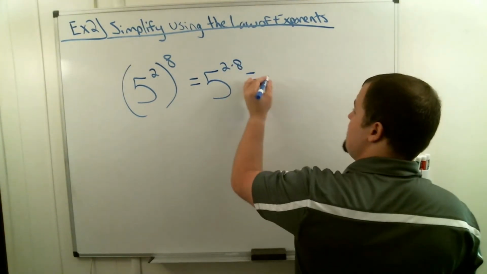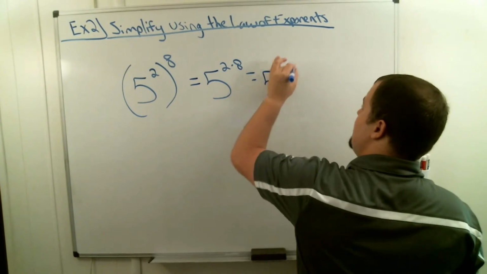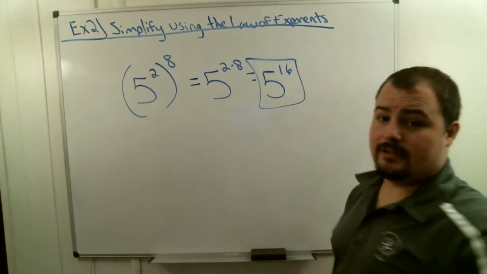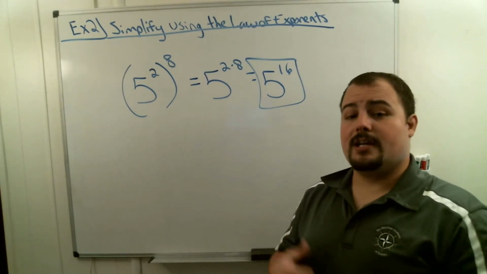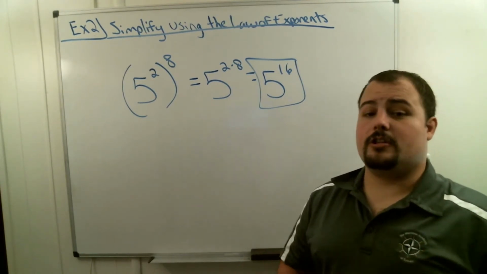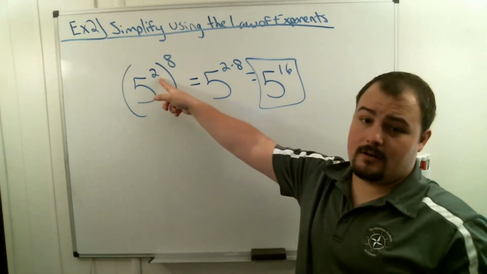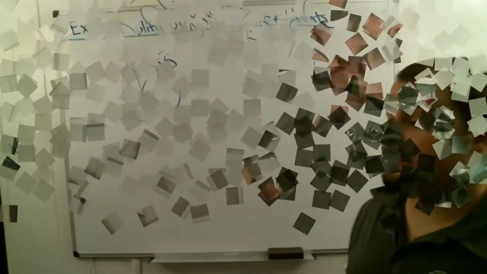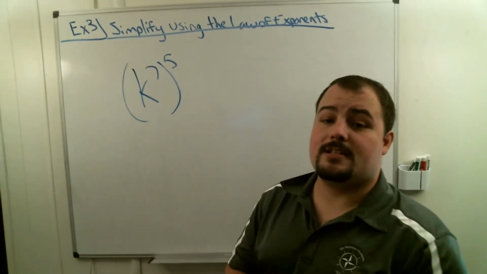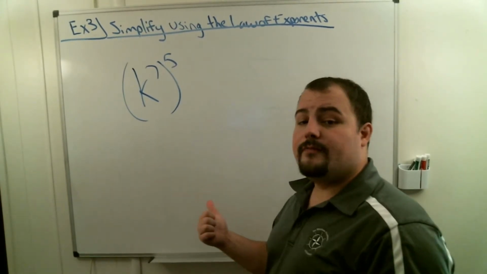Well, 5 to the 2nd power times 8 is 5 to the power of 16. And that's really it for this type of example that we're doing here. It's that easy. So just make sure that you know that if you take a power and you make it go to another power, that you really just multiply the powers. So here we have k to the 7th power, and it's going to the 5th power.